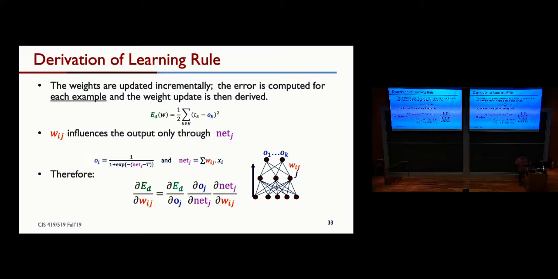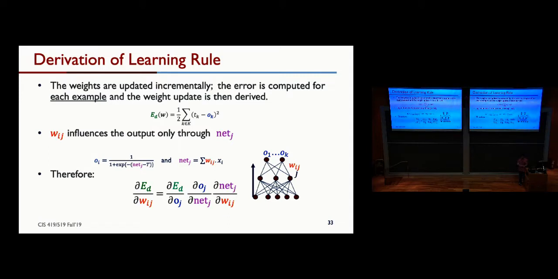So what we'll be using is this chain rule that we looked at before. So we know that the error function depends on the O's, right? It was the least squares function. We know that the O's depend on this value net j, right? And the net j's depend on these weight values. Is this clear?